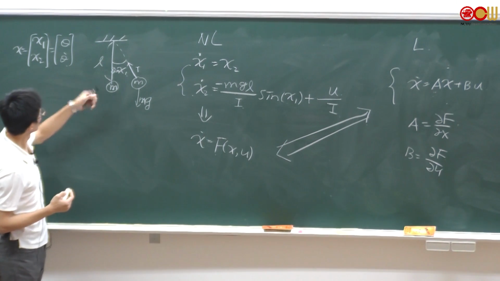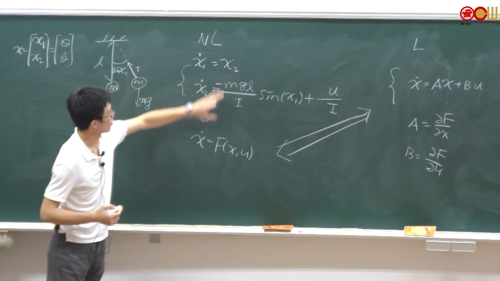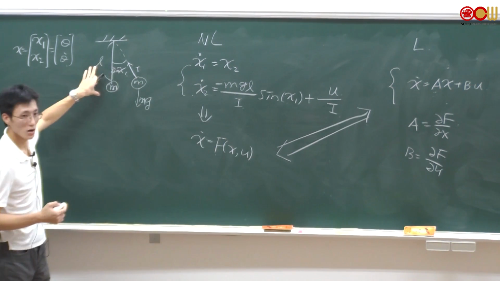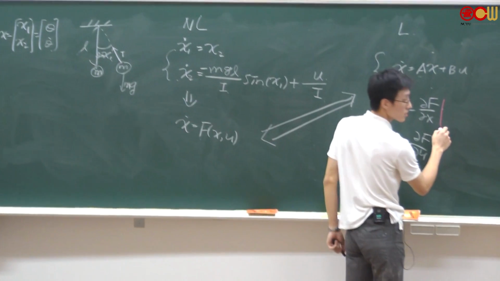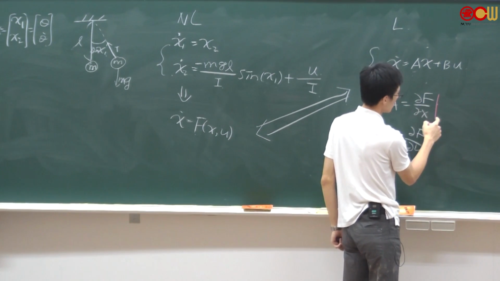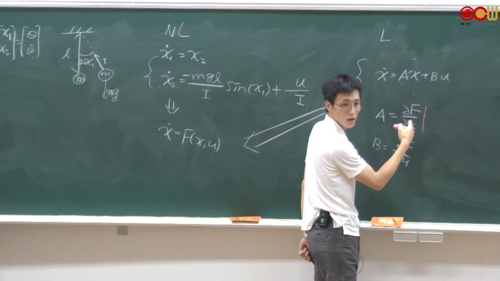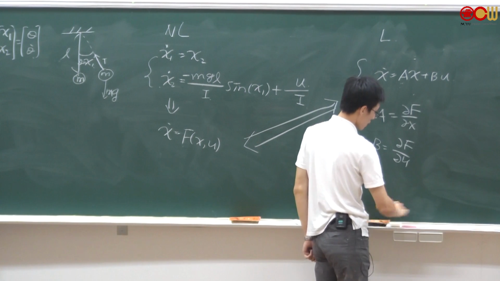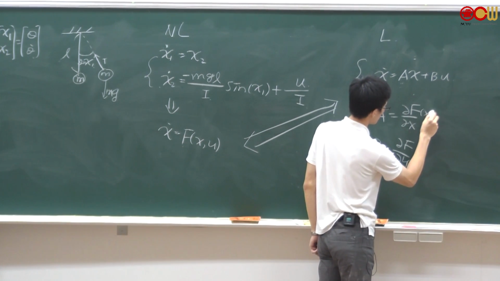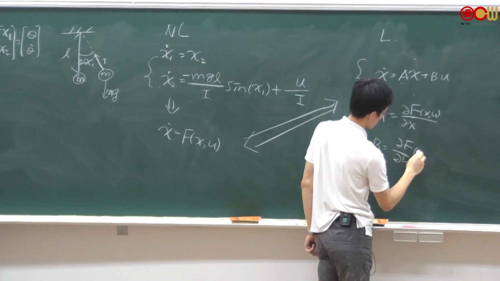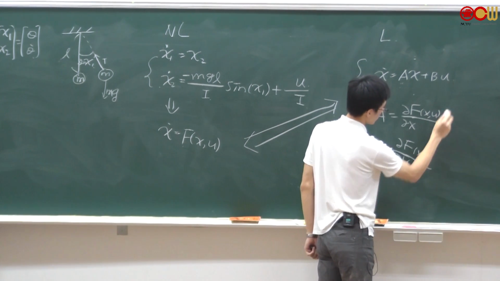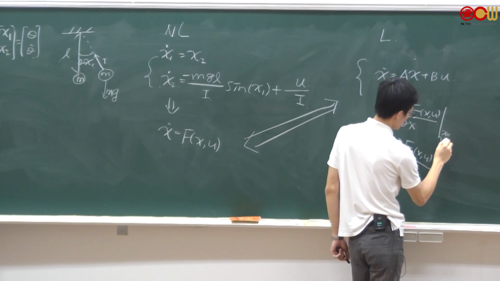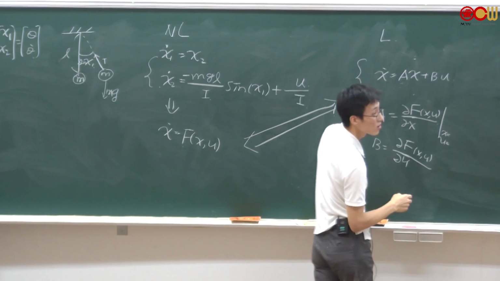So it's clear that the dynamics is this, right? You can represent by this. But what does this mean in this picture? One more important thing is you have to evaluate this because it's a function, right? It's a function of x and u, because f is a function of x and u. So after you take the partial, you need to evaluate where is the point of interest, right?